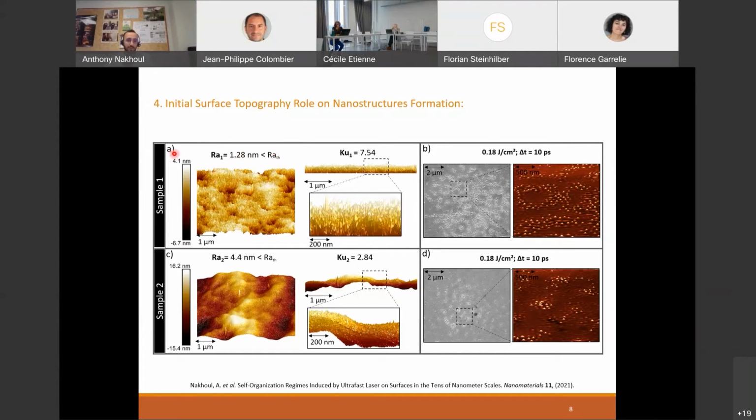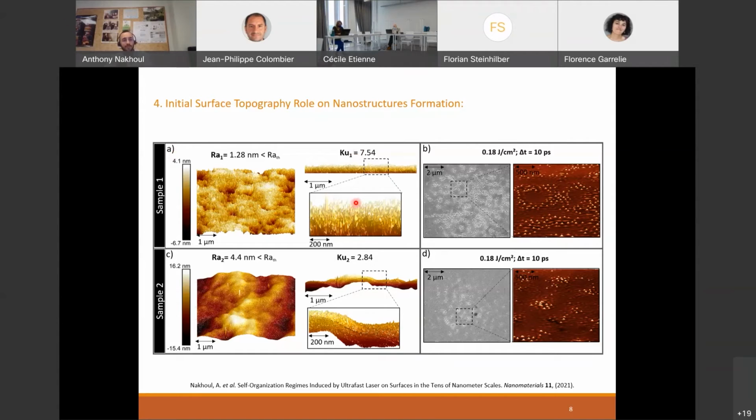And the maximum and minimum are between 4 and -6, so it's almost a flat surface. And we can see that it's a spiky surface because the kurtosis is above 3, it's 7.5. And we can observe this from the AFM image, it's a spiky surface.